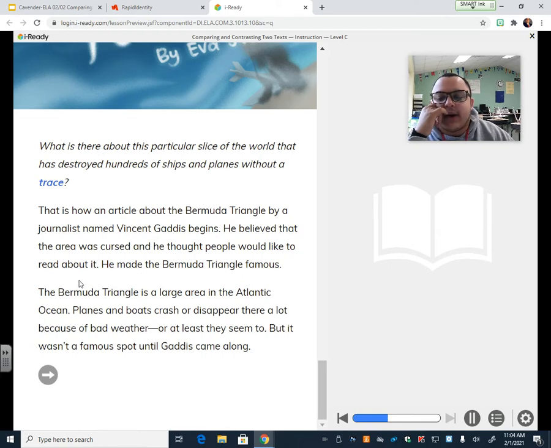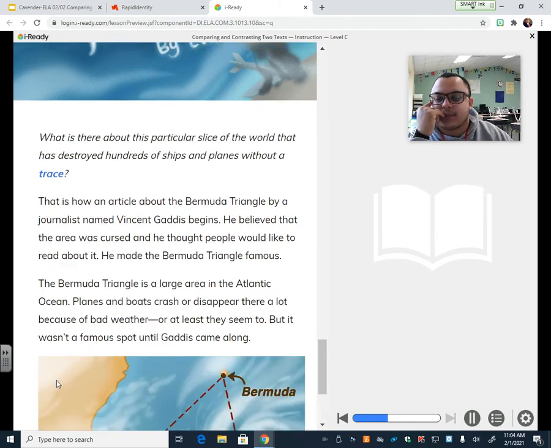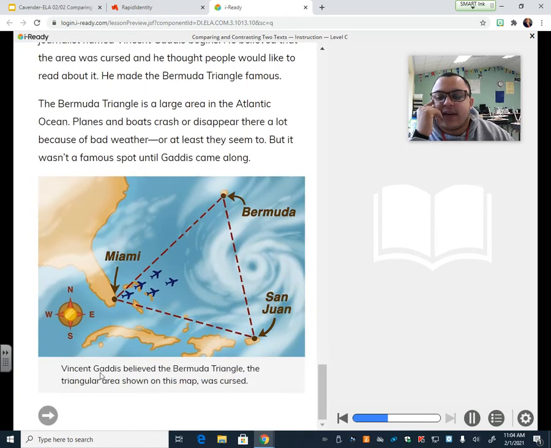The Bermuda Triangle has a large area in the Atlantic Ocean. Planes and boats crash or disappear there a lot because of bad weather, or at least they seem to. But it wasn't a famous spot until Gaddis came along. Vincent Gaddis believed the Bermuda Triangle, the triangular area shown on the map, was cursed.